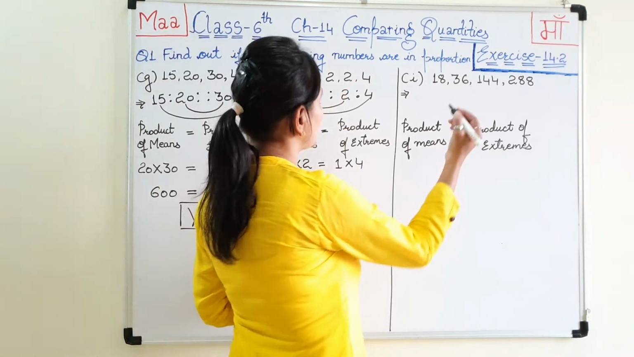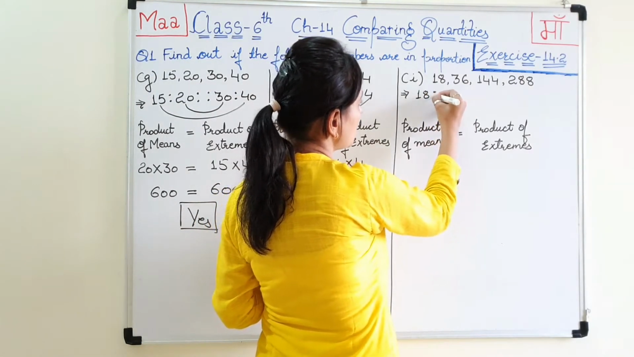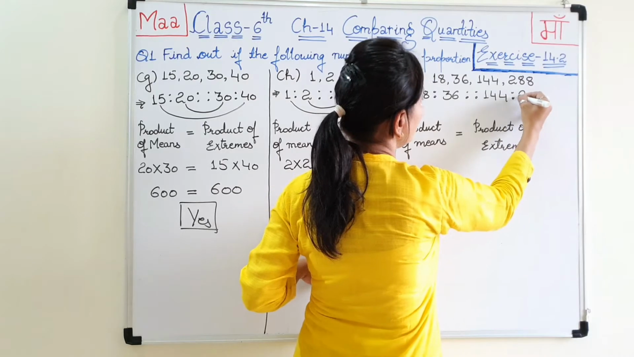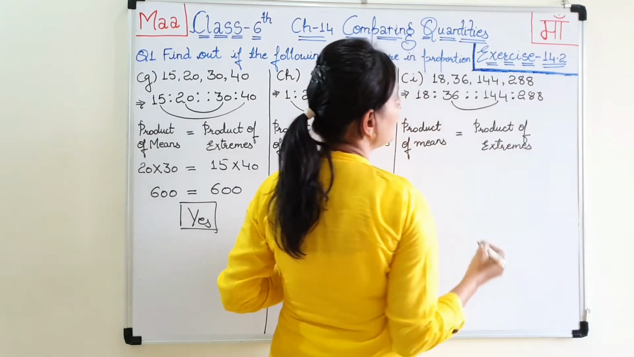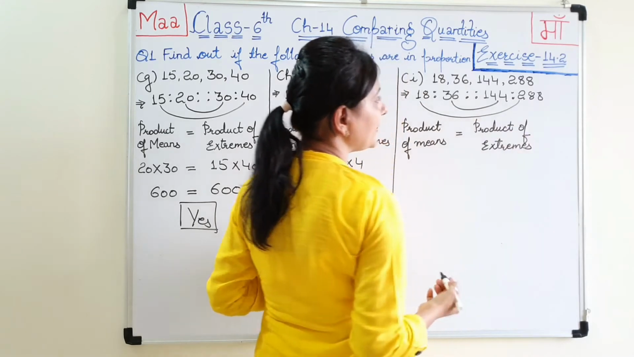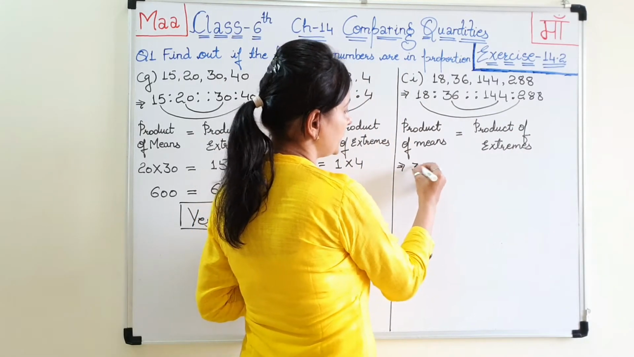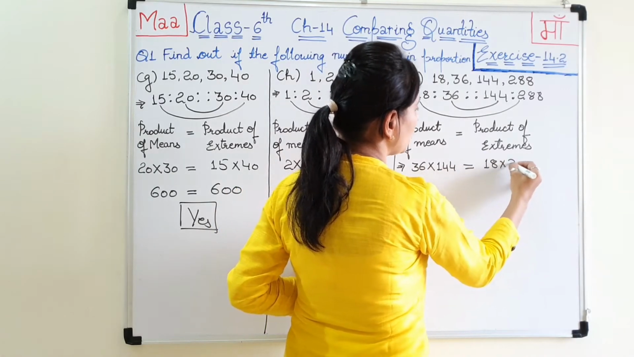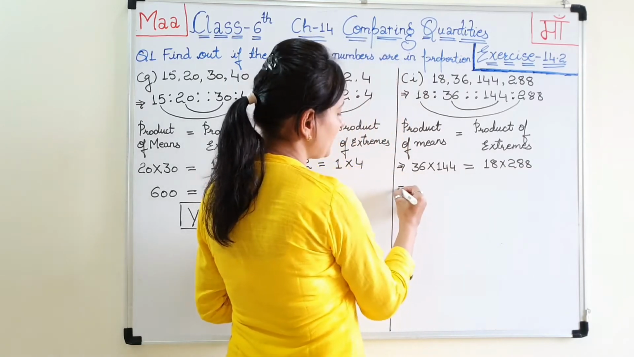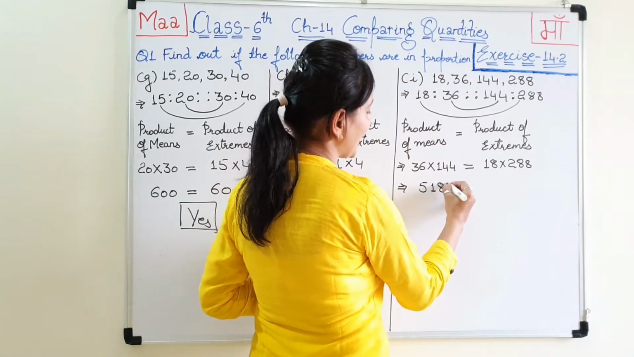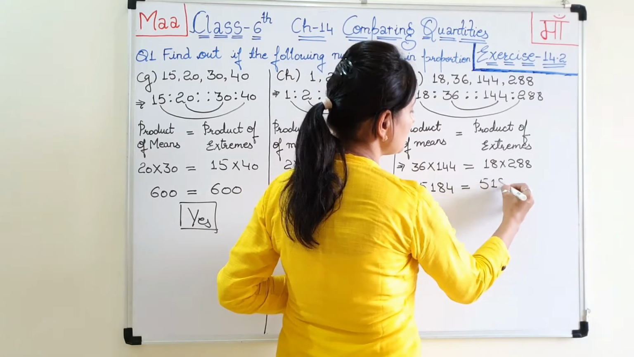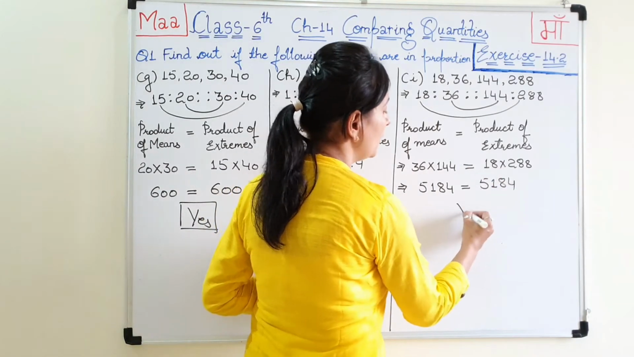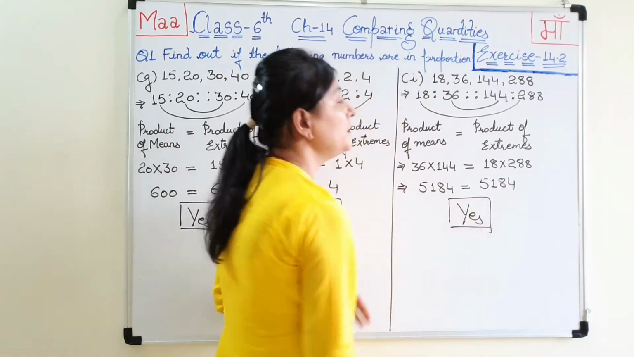Move on to the last part of question number first. Arrange it into the series of proportion. 18:36 proportion 144:288. Here the means are 36 and 144 and extremes are 18 and 288. So 36 will be multiplied by 144 and 18 will be multiplied by 288. After multiplying, you will get left hand side 5184 and towards the right hand side also 5184, 5184 on both the sides. That means LHS is equal to RHS. So yes, they are in proportion.